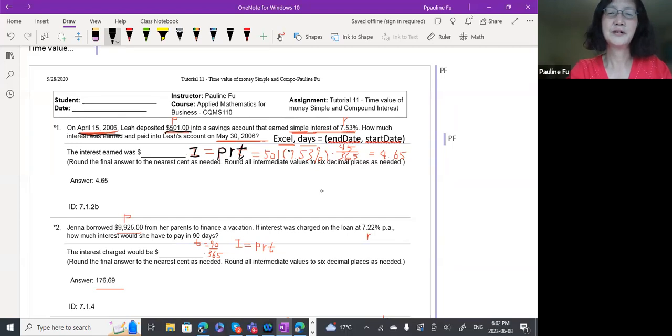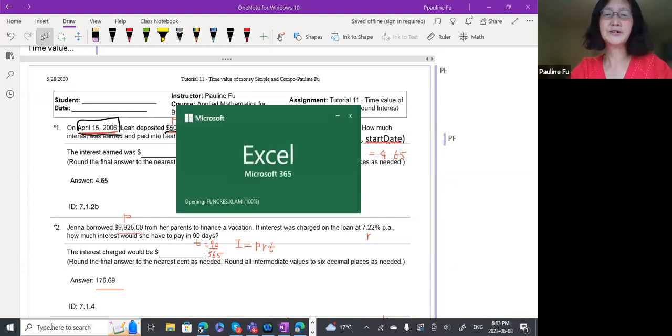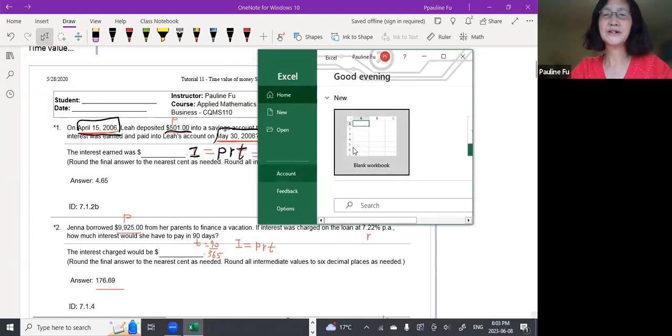R, 7.53%. Now we need to calculate how many days between April 15, 2006 and May 30, 2006. How many days? You can use the Excel DAYS function. Type in the end date, start date, you will get 45 days. Let's demonstrate. The other way, you type in two dates and then you do subtraction. Two ways in Excel to get the days between two dates.